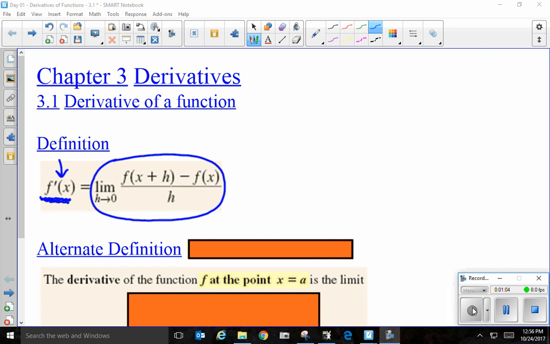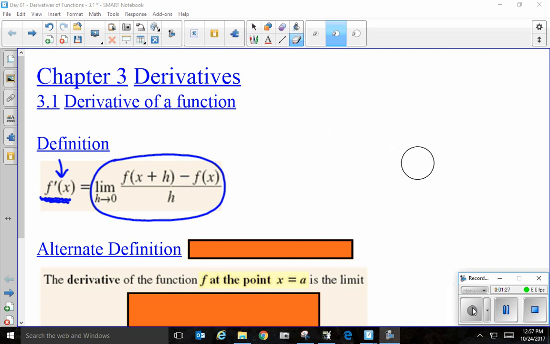All right? Yes, it does have to have the apostrophe. Because if it didn't have the apostrophe, wouldn't it just be the original function f of x? How do I know the difference between the original function and the derivative? Right there. It's a good question.